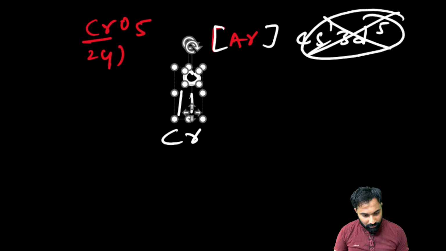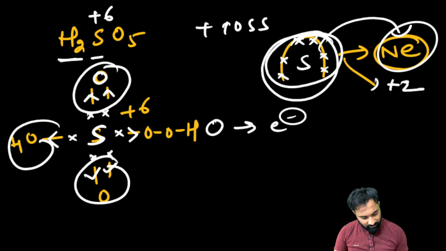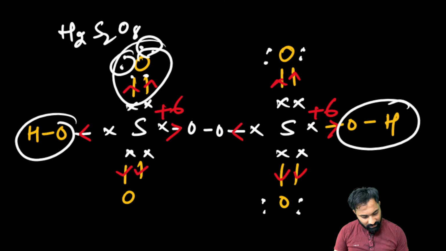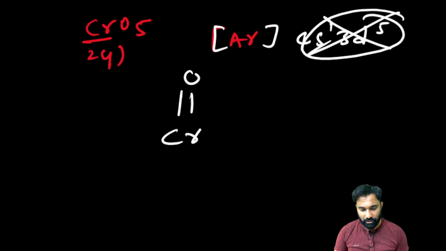CrO5. These are all terminal, this is terminal, this is terminal. Now these are oxy acids; okay, I will explain. Let me finish this one, and I will explain how the oxy acids can be drawn in H2S2O8 and in H2SO5. Let me finish this one.